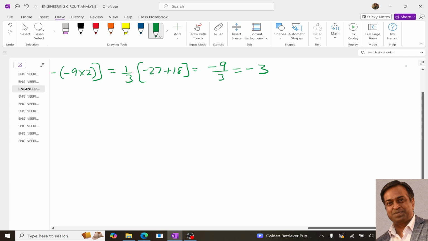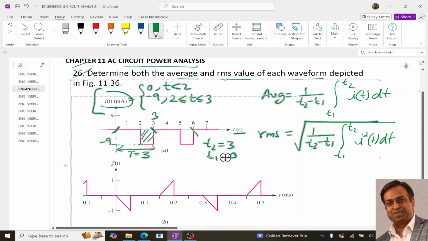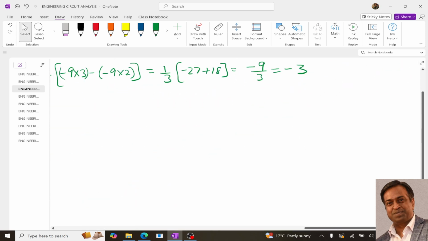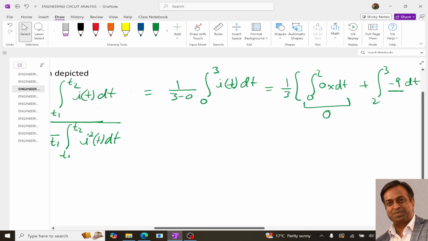So this is the average value. And what will be the unit? If you look at this, the unit of the current is milliampere, so the unit for this will also be milliampere, right? So this is the average value.